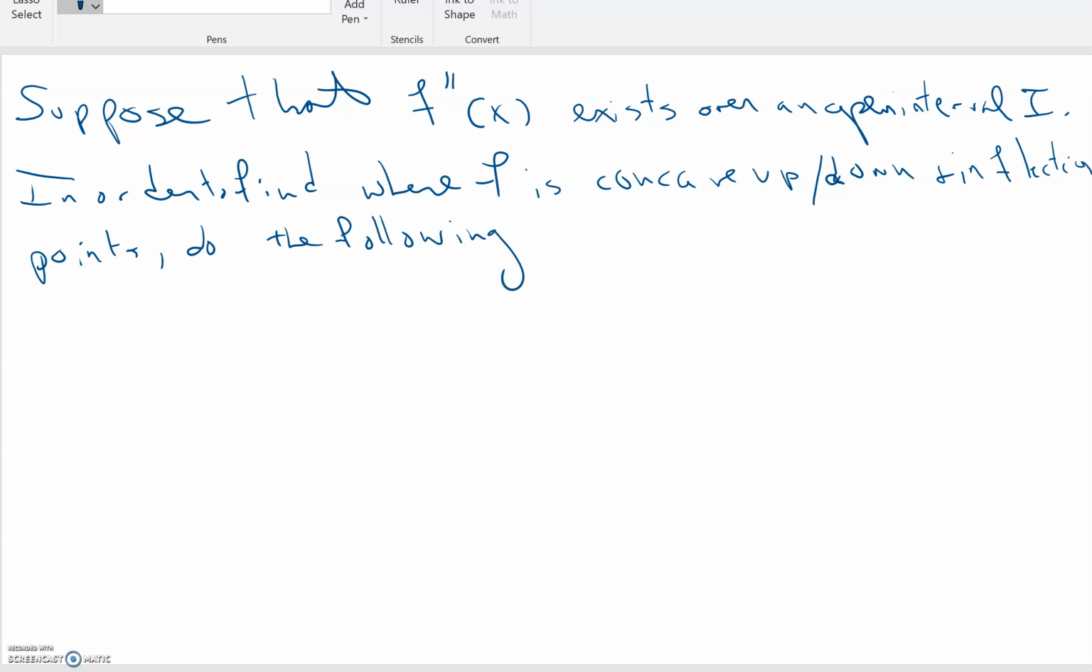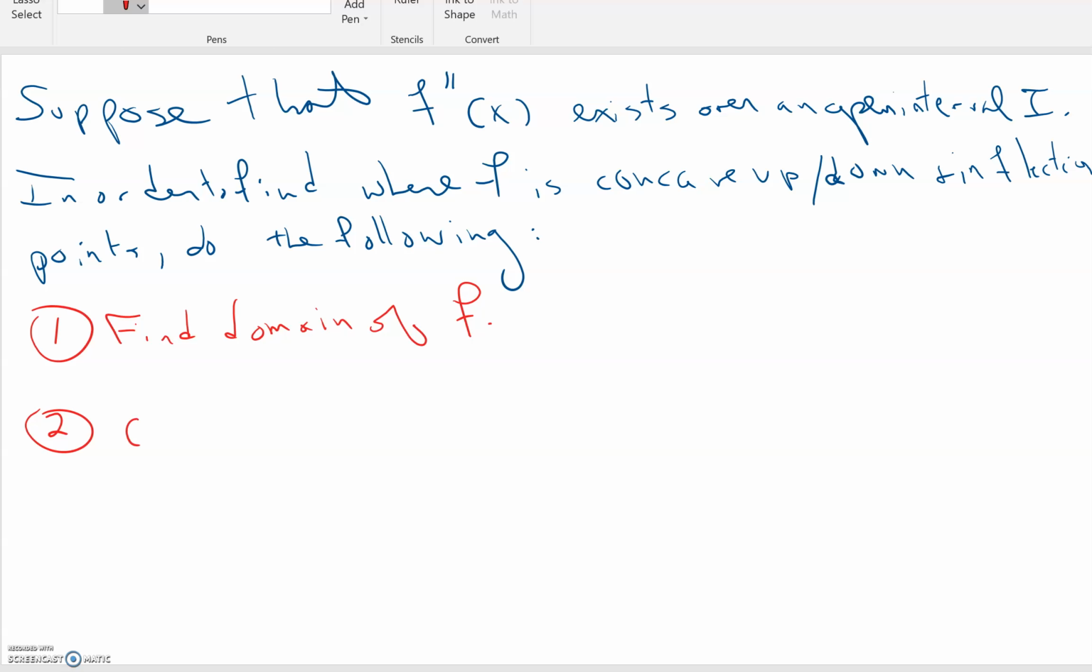Now essentially what we're going to do here is use the same test that we used for critical points, but shift it down to the second derivative. So step number one is we need to find the domain of the function, because this is always going to be relevant. If you have a weird domain where points are excluded, you need to be aware if one of your supposed inflection points is not in the domain, in which case you have to exclude it. So first thing, find the domain of the function.